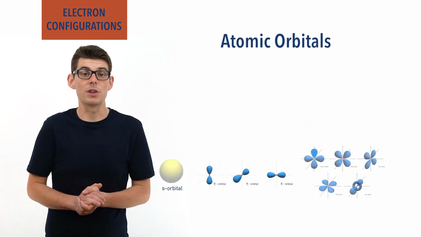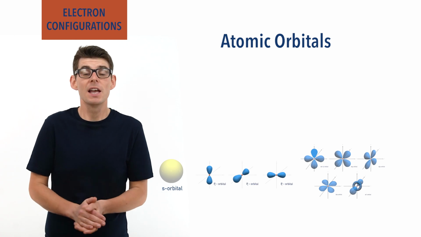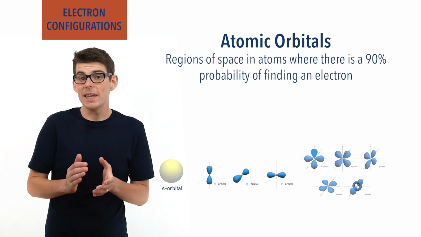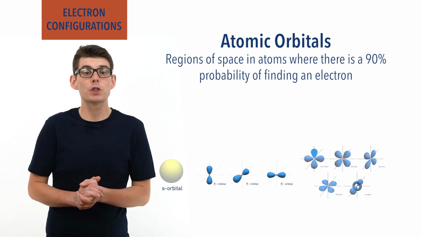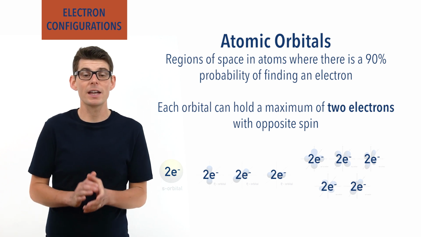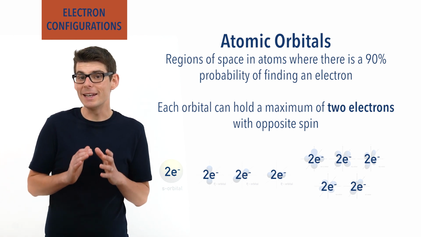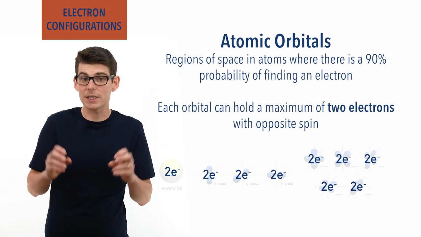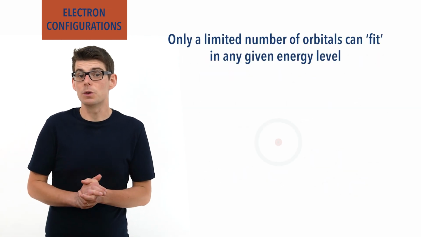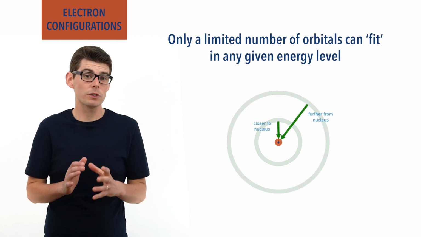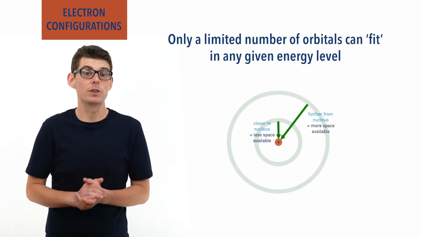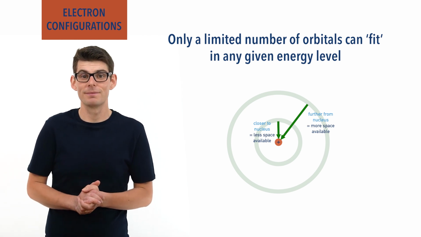Atomic orbitals are regions of space where, if occupied, there is a 90% probability of finding an electron. Each atomic orbital can hold a maximum of 2 electrons, one pair. Electrons are negatively charged and repel each other, meaning only a limited number of orbitals can fit around a nucleus in a given energy level. As distance from the nucleus increases, however, there is more space available, meaning more orbitals can fit and be arranged around the nucleus in higher energy levels.